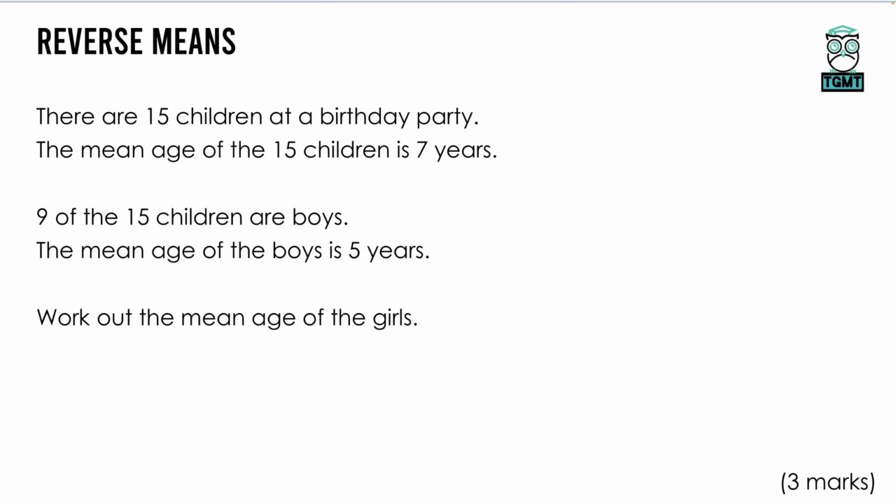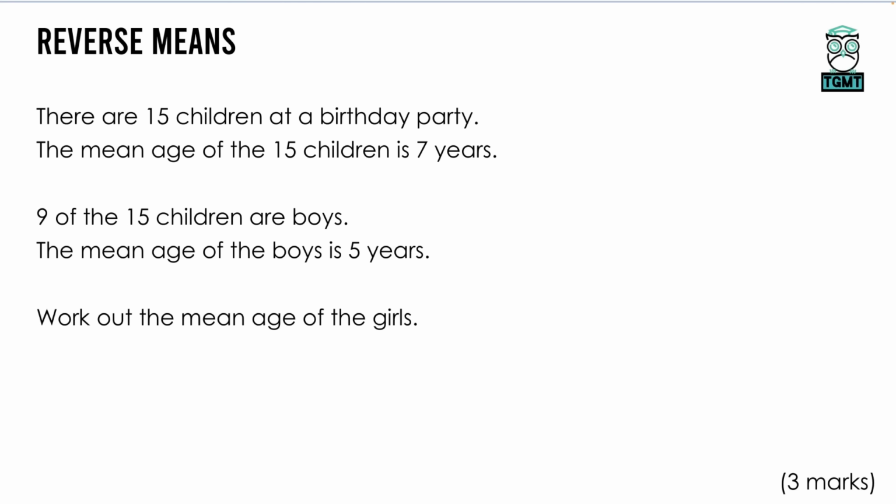For this question, we have a reverse mean. With a reverse mean, the trick to this question is in the title. When we are looking for a mean, we get the total, divide by how many there are, and we get our mean. With a reverse mean, typically we are given the mean, but not the total. And we have to do a multiplication instead.